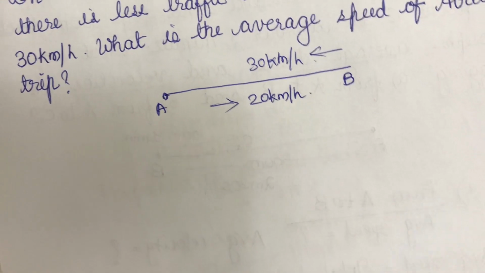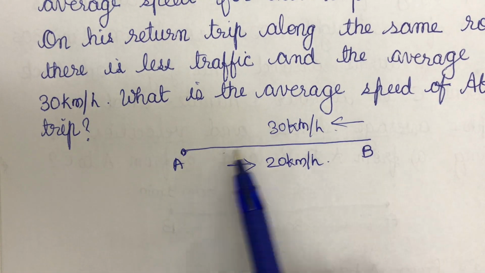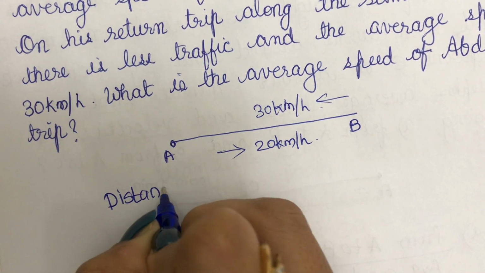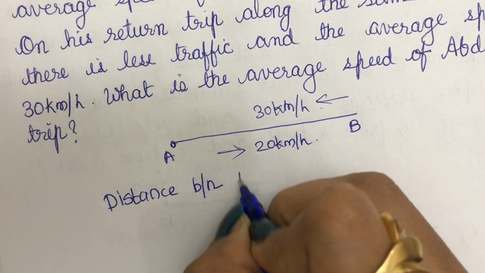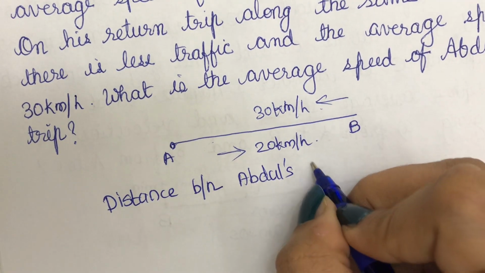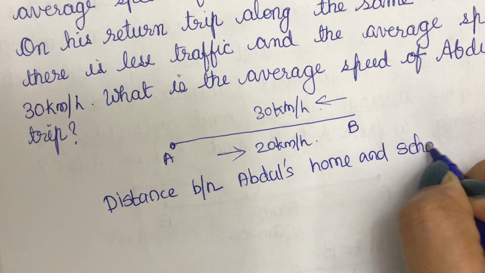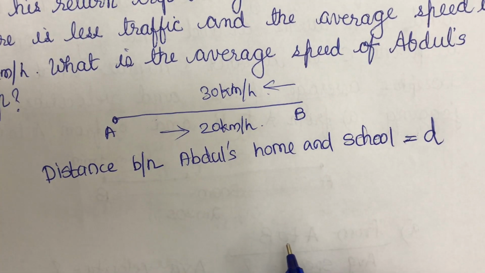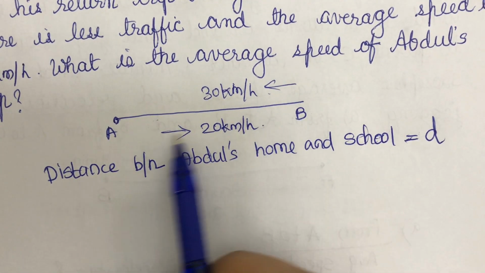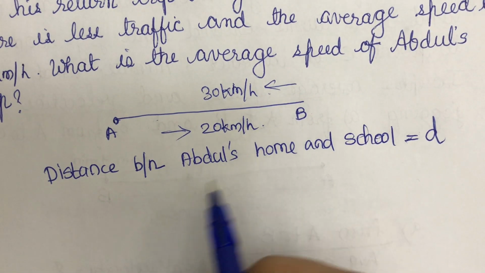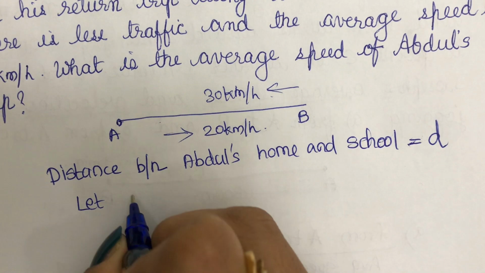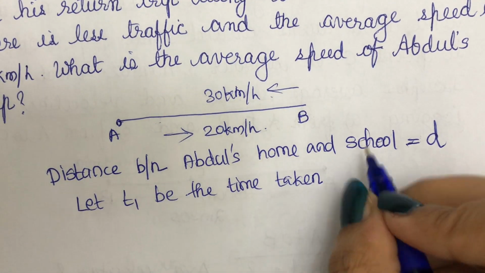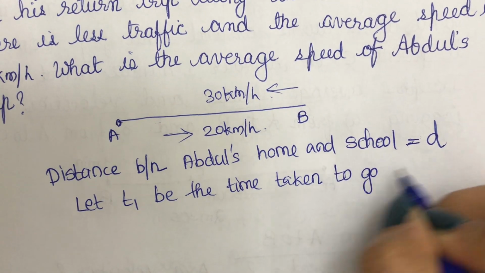Now we know the distance will be the same, no? The distance between A and B while going to the school and returning back will all be the same. So let the distance between Abdul's home and school be D, for example. Now the average speed while going to the school is 20. Average speed means total distance by total time taken. Let T1 be the time taken to go to school.